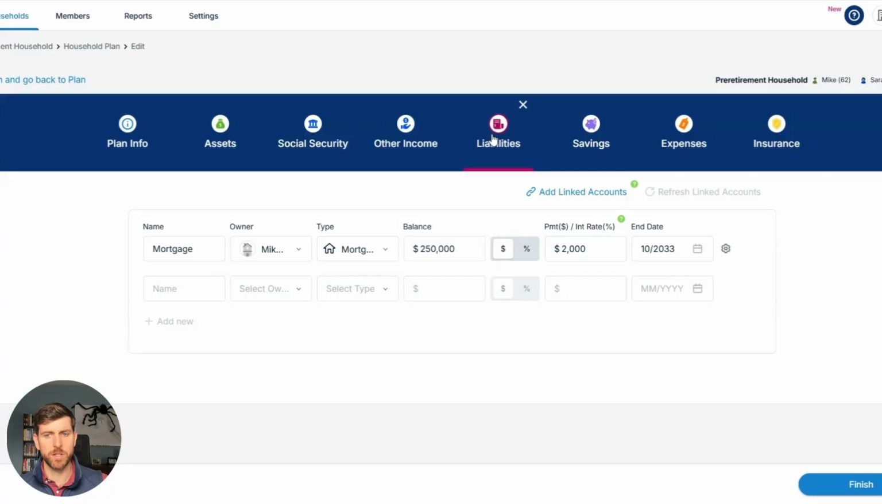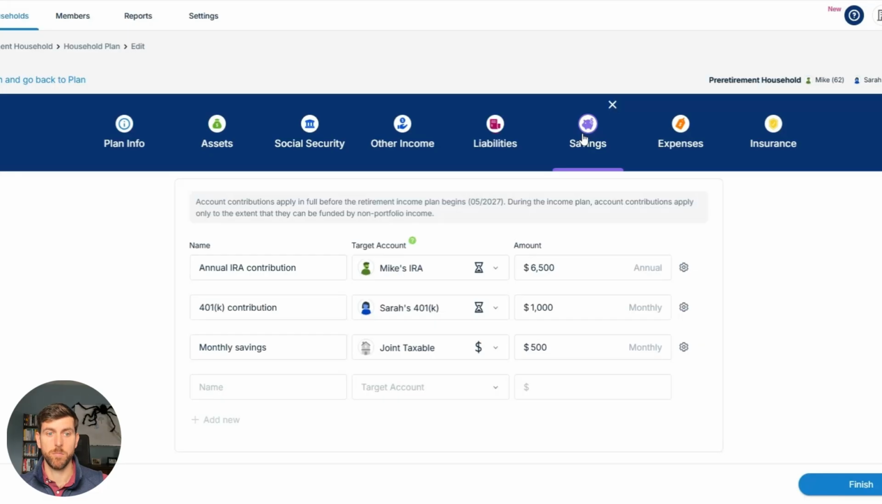From the liability side of the balance sheet, they'll still have a little bit of mortgage left. They are making some contributions to savings accounts of different kinds before they retire. So we'll keep those up until their retirement dates. You can see here that Mike, currently 62, and Sarah, 61, are both planning to retire in the next 5 years.